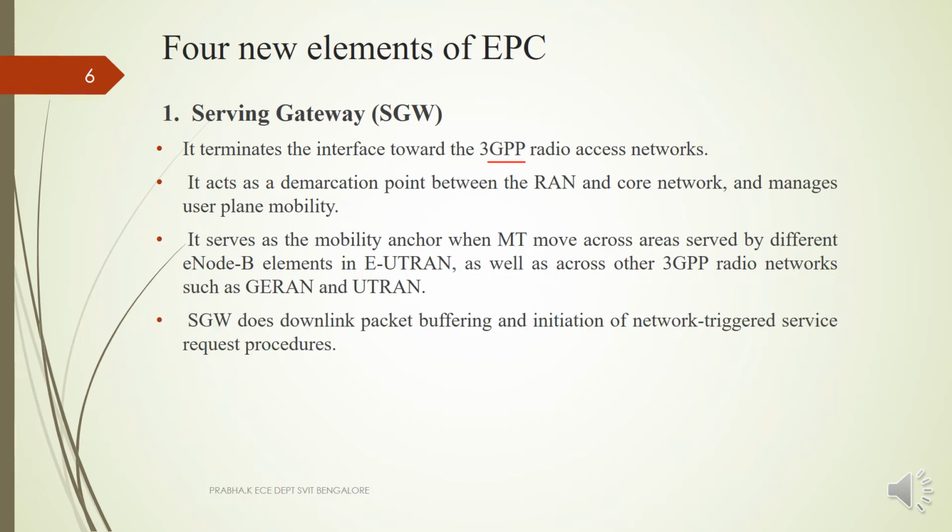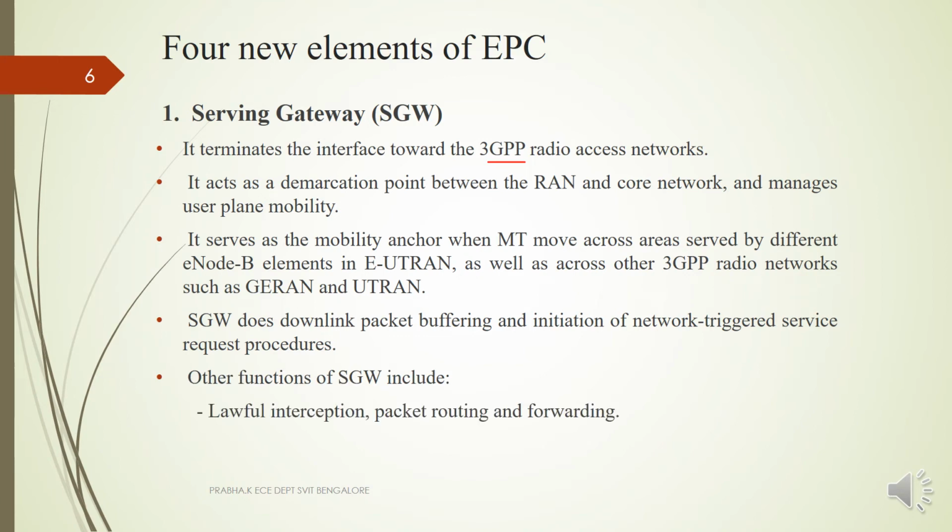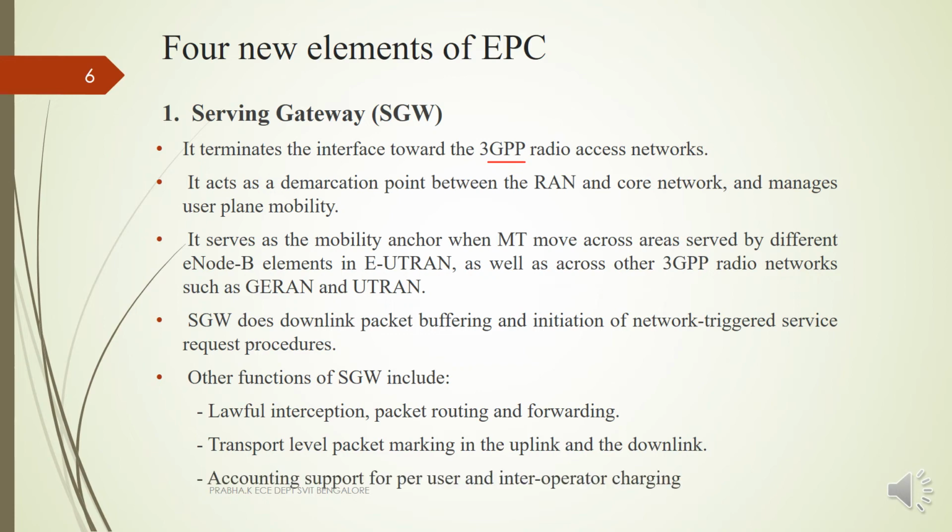Serving gateway does downlink packet buffering and initiation of network triggered service request procedures. Other functions of serving gateway include lawful interception, packet routing and forwarding, transport level packet marking in the uplink as well as in the downlink, and accounting support for per user and inter-operator.